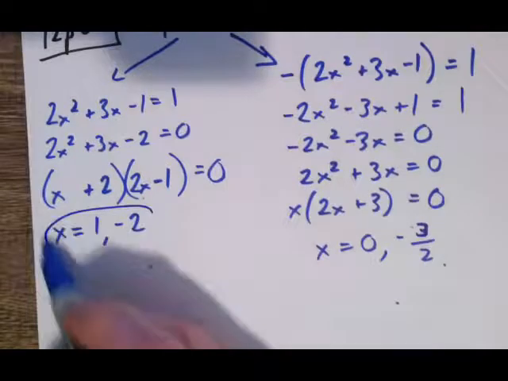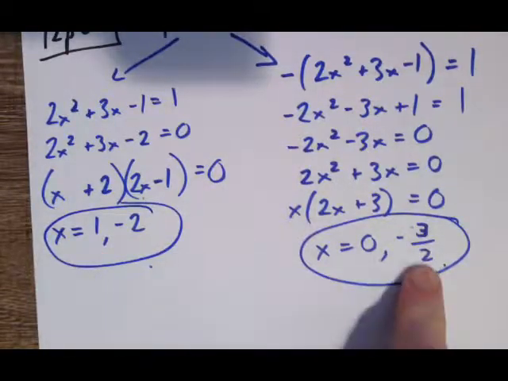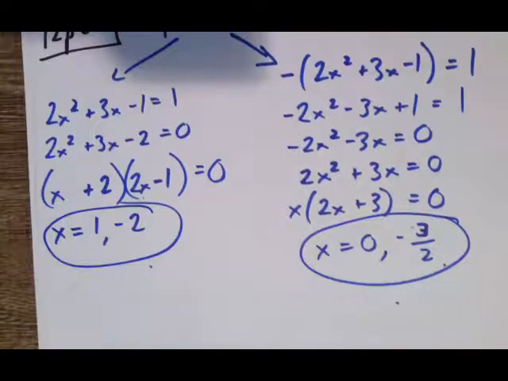So you have 4 answers. 0, negative 3 halves, 1, and negative 2. That's kind of a fun question here.